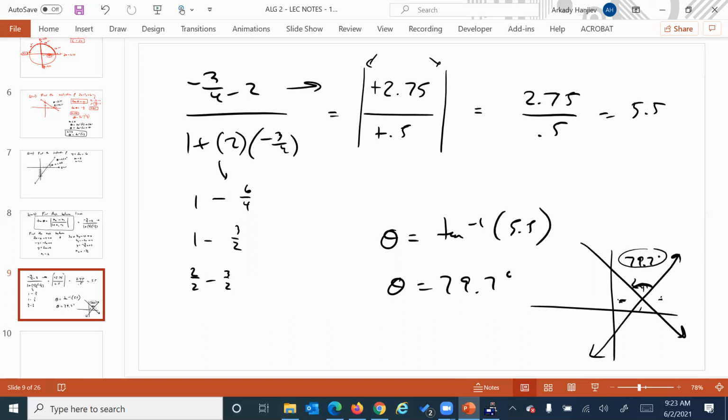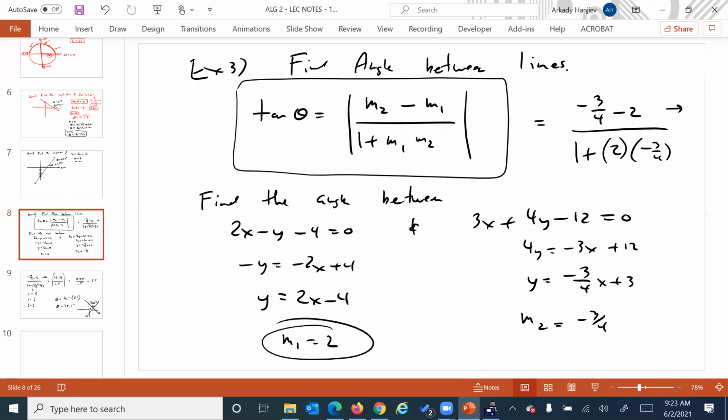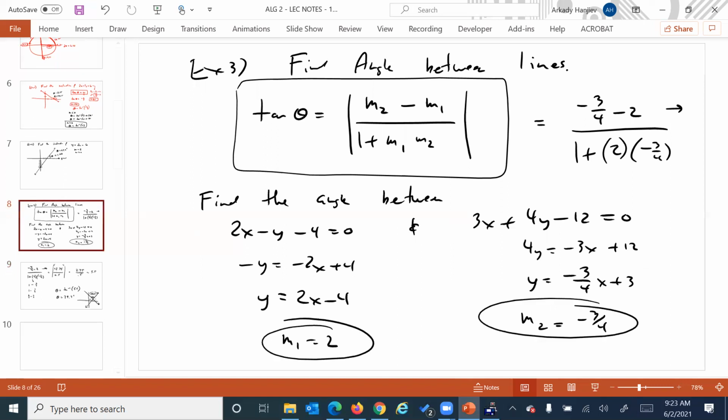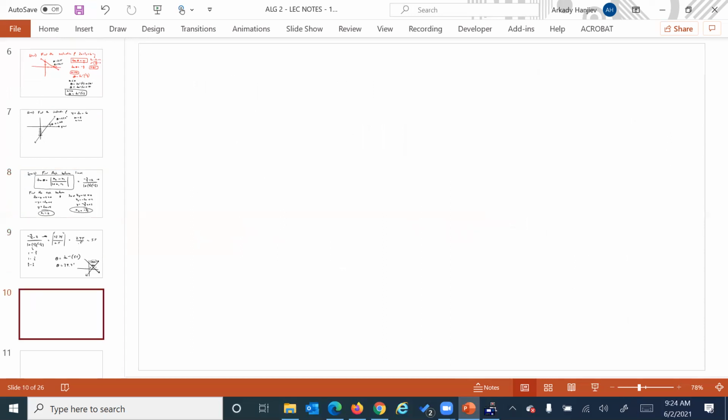What does the degrees mean? How many degrees are between them? If you were to put a protractor down, you would measure 79.7 between the lines from the equations that we used at the start. So we got that slope and that slope. Okay, one more formula real quickly here, and then we'll go.